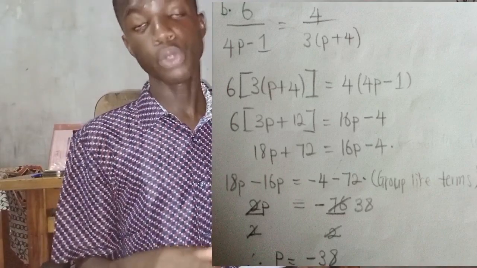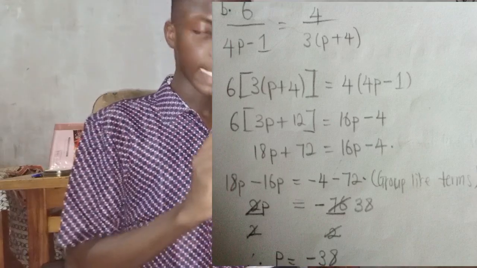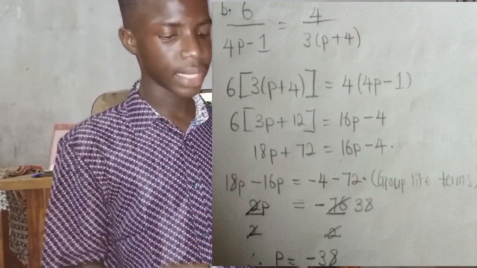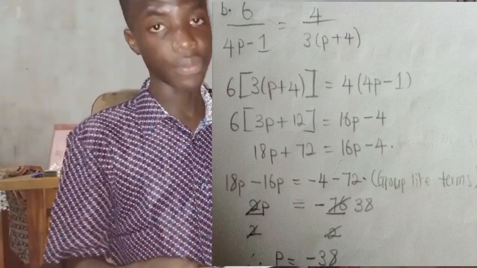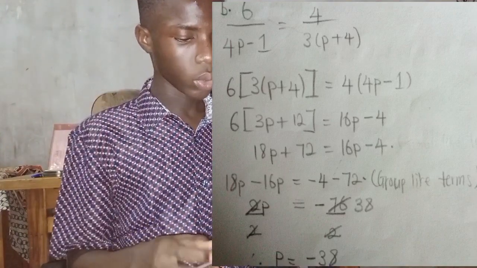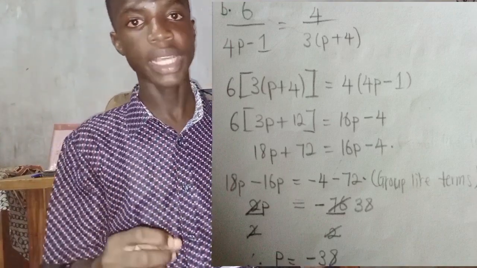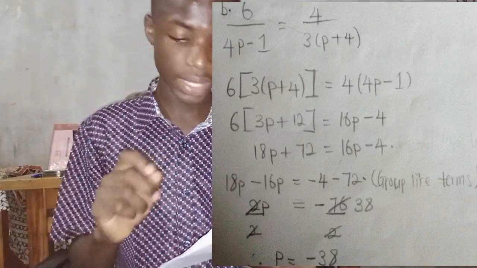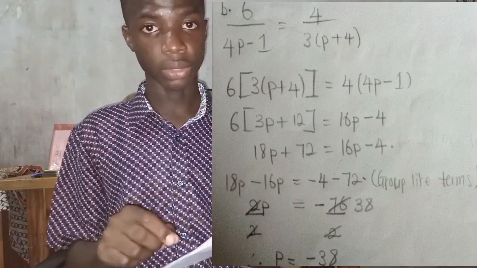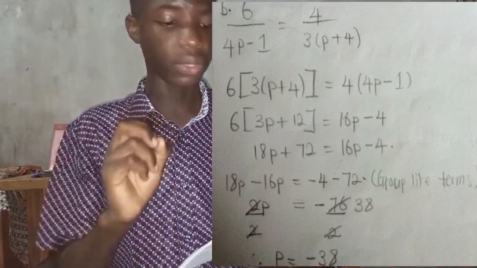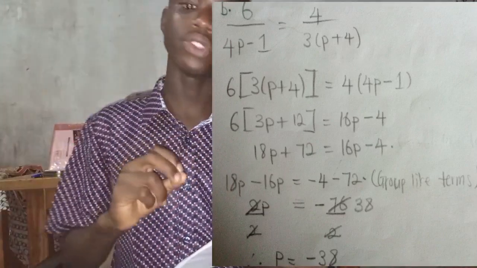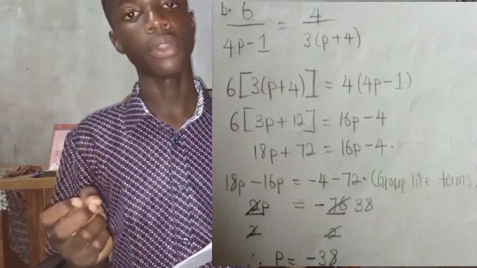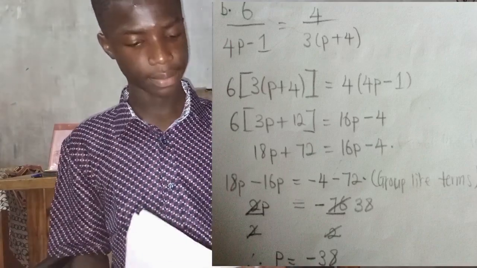So in this case, we group like terms. It becomes 18p minus 16p is equal to negative 4 minus 72. So 18p minus 16p, we get 2p, is equal to negative 4 minus 72, which is negative 76. We use the 2 to cancel out so that p stands alone. The 2 into negative 76 gives negative 38. So our p is therefore equal to negative 38.